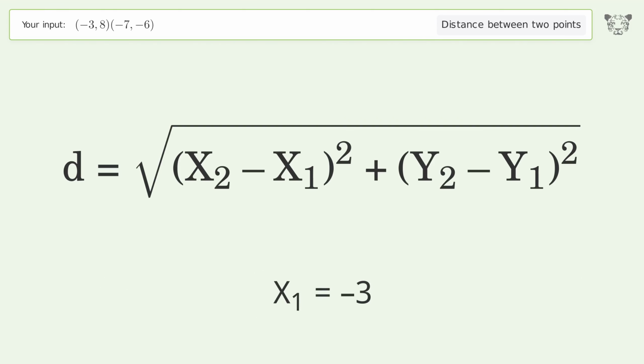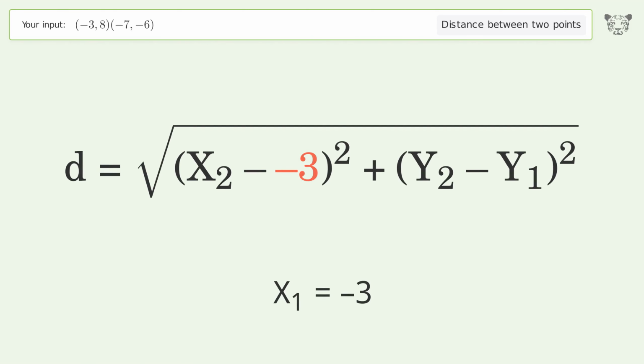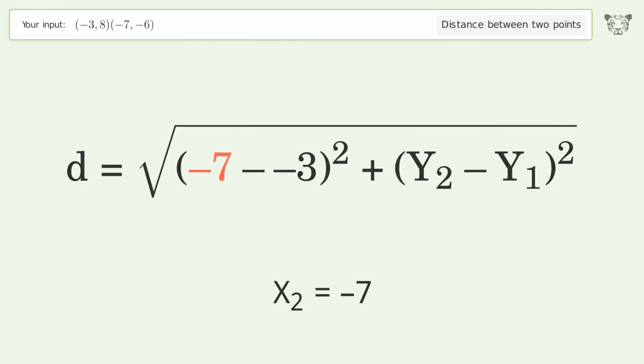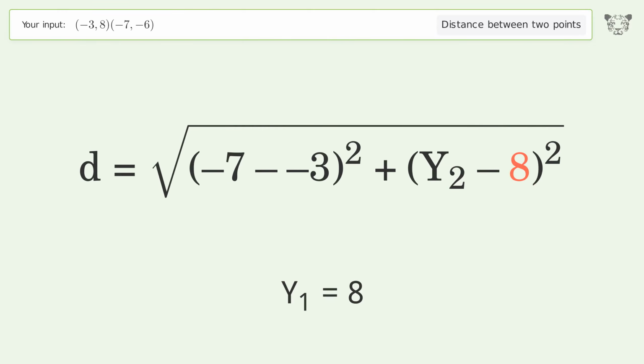x1 equals -3. x2 equals -7. y1 equals 8. y2 equals -6.